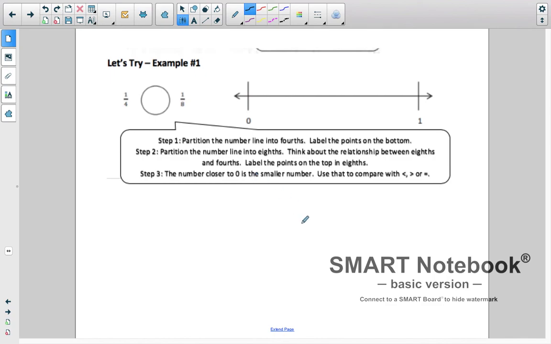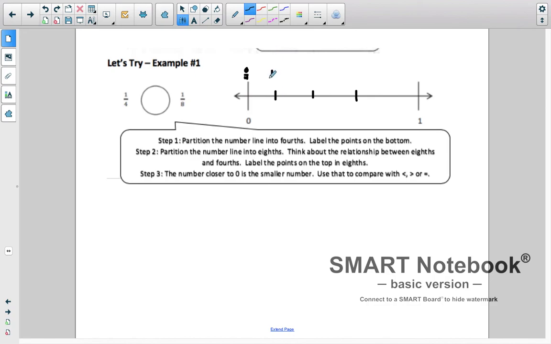Now we're going to try. So it says step 1, partition the number line into fourths and label the points on the bottom. So let's look at our fourths. So 0/4, label it right here. 1/4, 2/4, 3/4, and 4/4, and I'm going to label it.